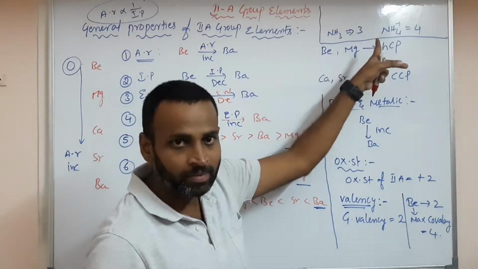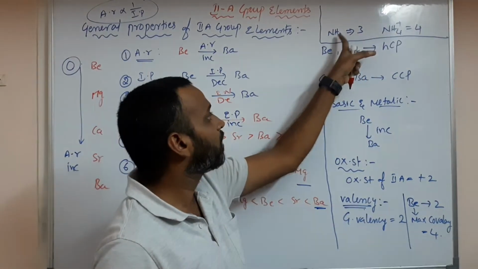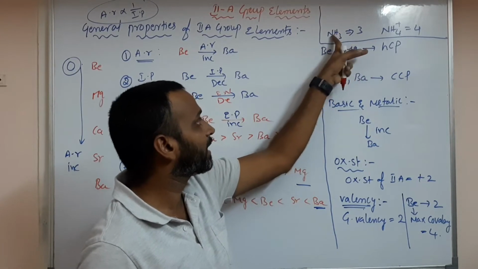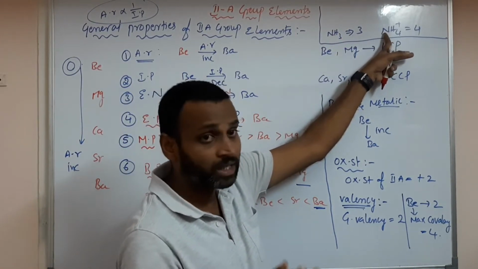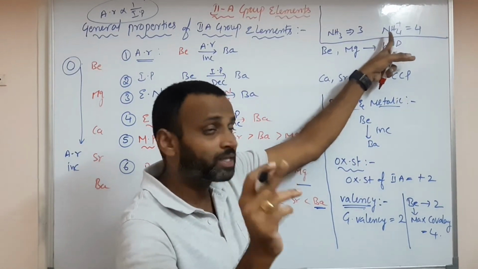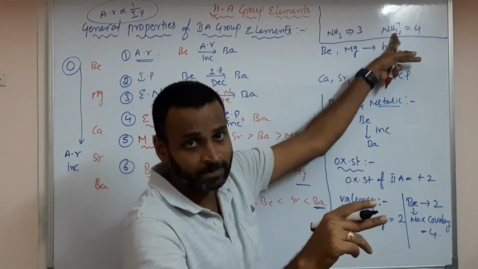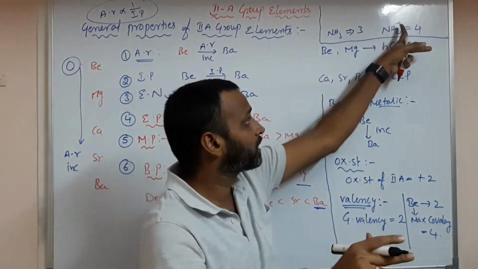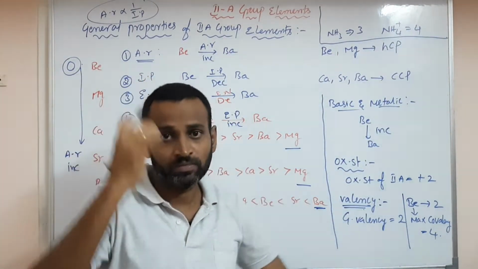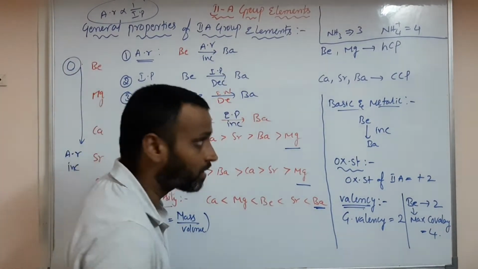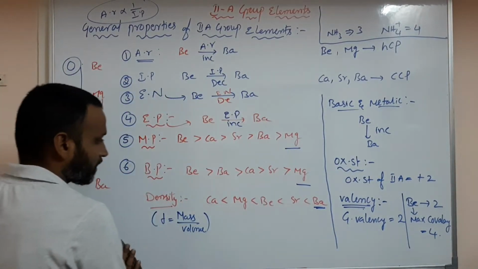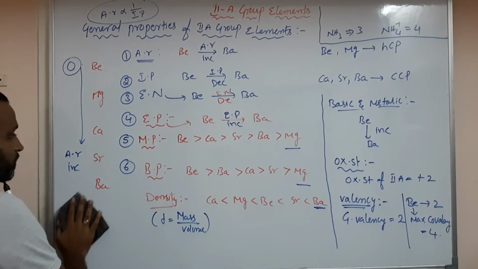Why do I give this example? Just for information. Ammonia has valency 3. Here nitrogen bonds with 3 hydrogens, but by using its lone pair, nitrogen forms a bond with another H+. So in NH4+, the covalency is 4. Got it, everyone? So these are the general properties of alkaline earth metals. Please take a screenshot, everyone.